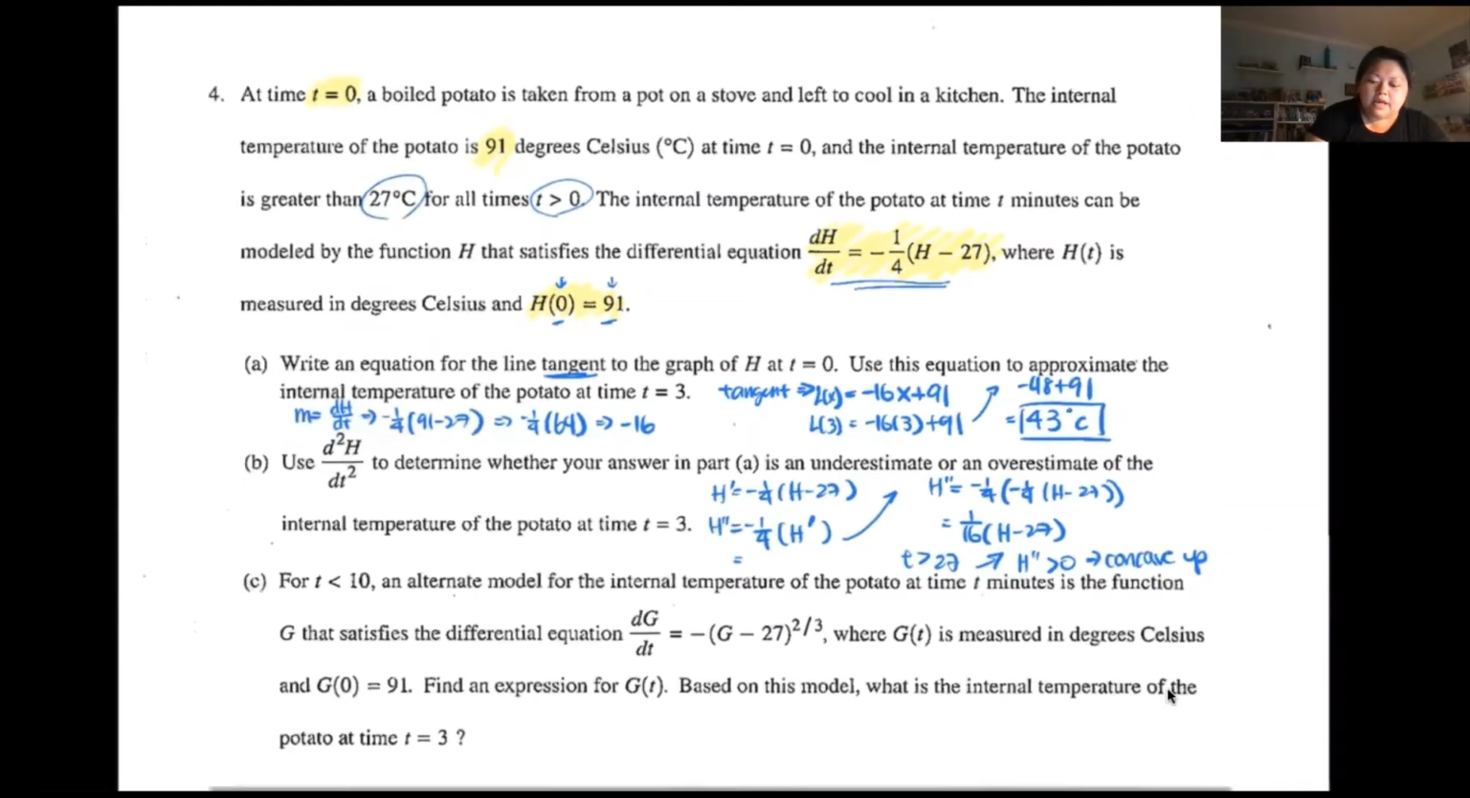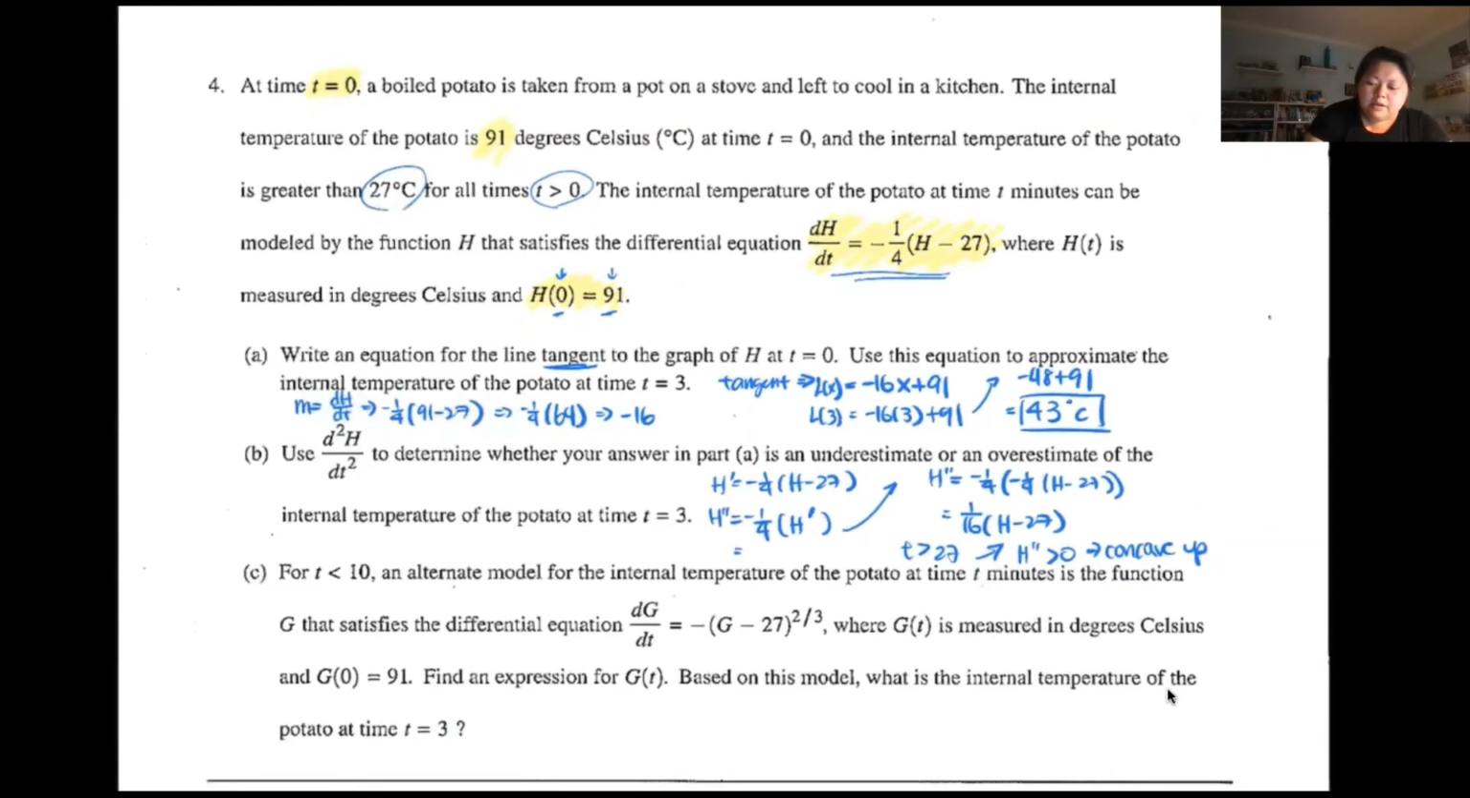What does it mean, concave up? When it concaves up, it looks like this. Your tangent line is always going to be right underneath. So your tangent line is going to be an underestimate, right? So that's why, for part B, the tangent is below. So part A is an underestimate.